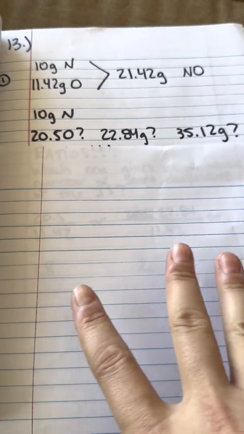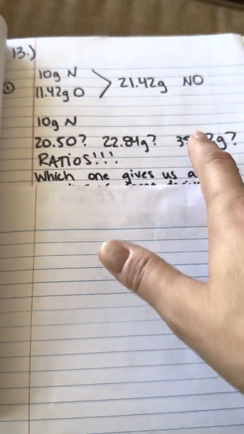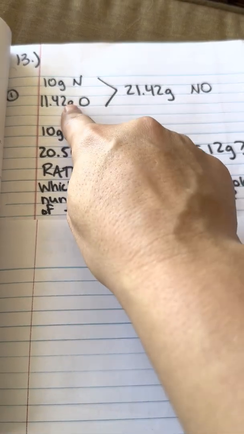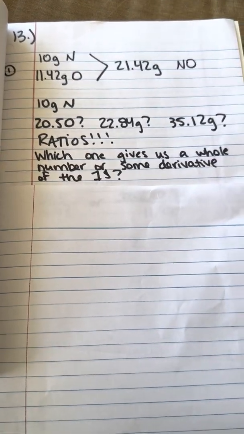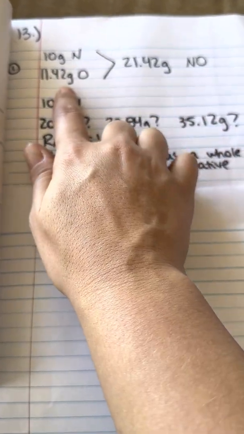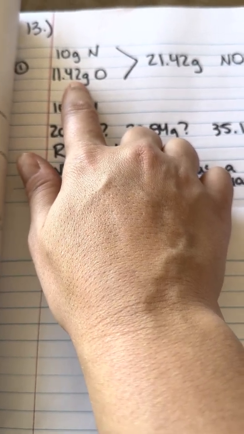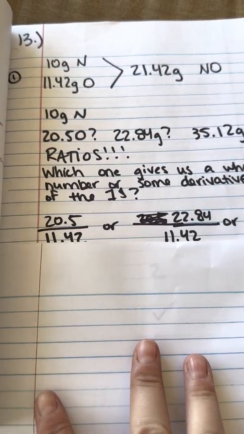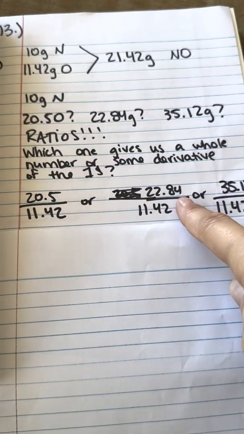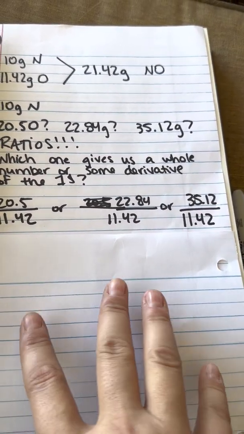So for this one, same as last time, we are going to look at our ratios. Which one of these amounts gives us a whole number ratio or some derivative of our first amount? So I've got to come up with ratios that compare each of these amounts to my initial one. I want to find the ratio that gives me the best whole number, or the closest thing to a whole number. So I have all of my ratios here. The 20.5 over 11.4, 22.84 over 11.4, or the 35.12 over 11.4.